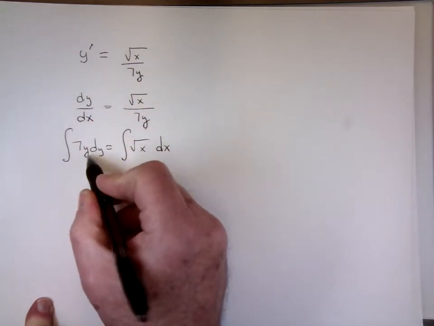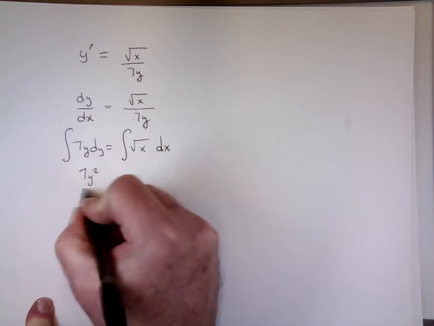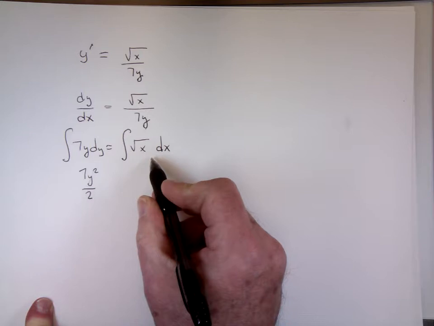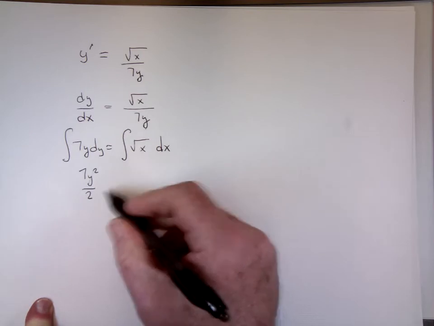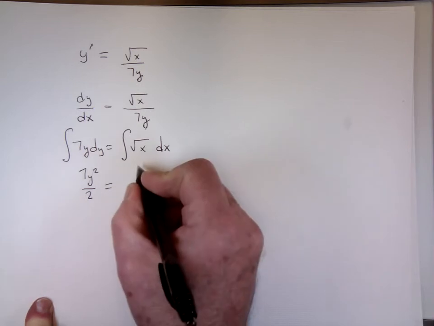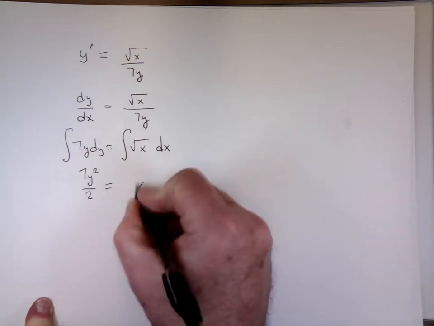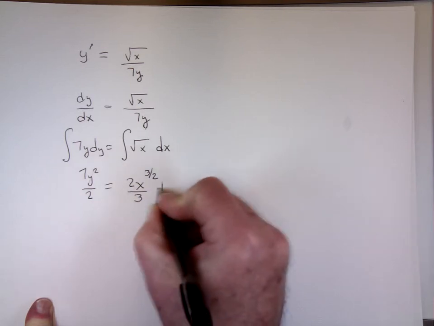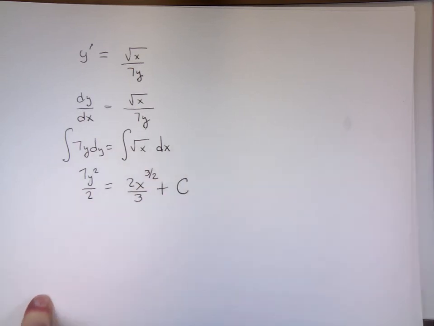Integral 7y dy, 7y squared over 2. Now you get a constant here, but you also get a constant over here. And you may as well take the constants to one side and have one constant. That's x to the 1/2. That's x to the 3/2 times 2/3 plus a constant. Now, what more they want you to do with that, I don't know. I would probably leave it like that and give that as an answer.